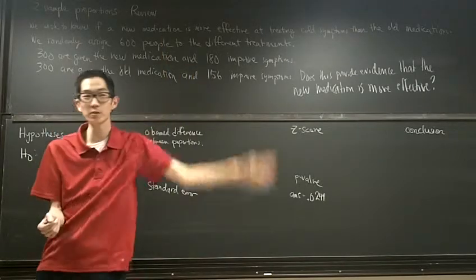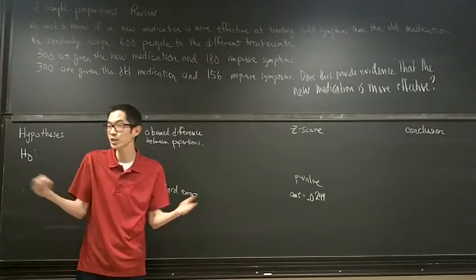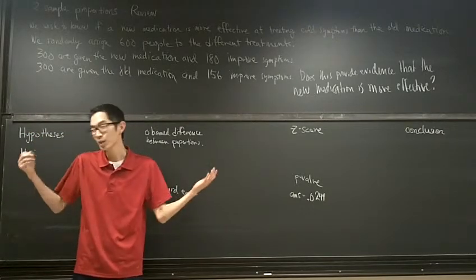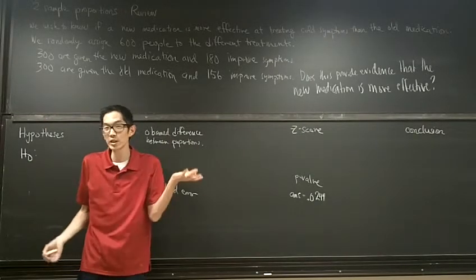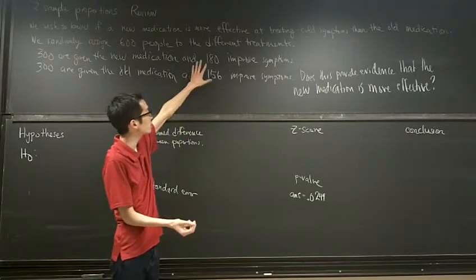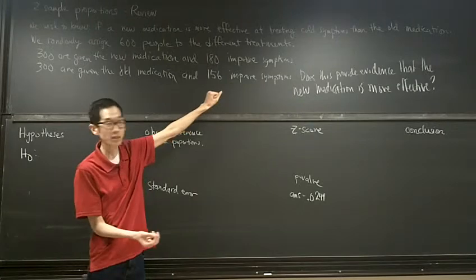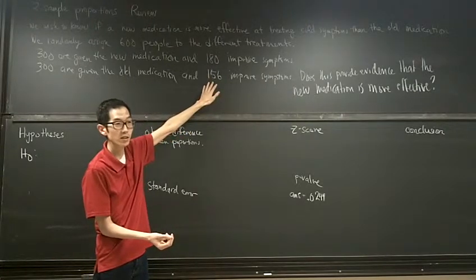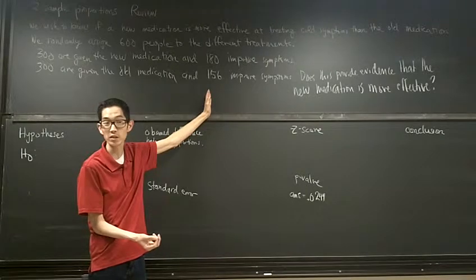Could that just be a result of the fact that everybody's different? Things are random. Whenever you do a trial, sometimes more or sometimes less of something will happen, right? So we want to know, could this just be due to the randomness of life, or is this evidence that the medication is actually more effective? That's what we want to know, okay?